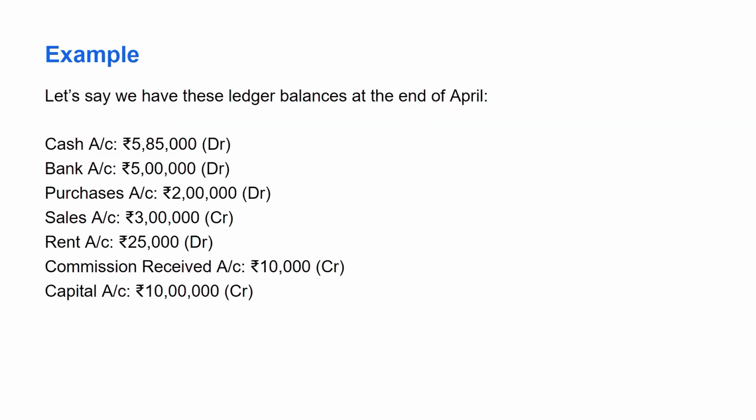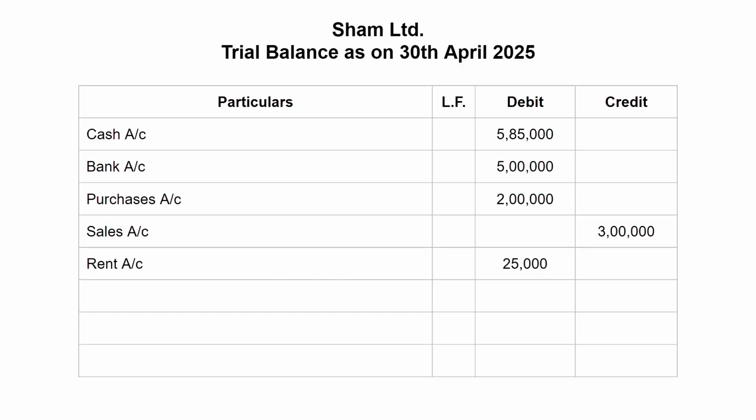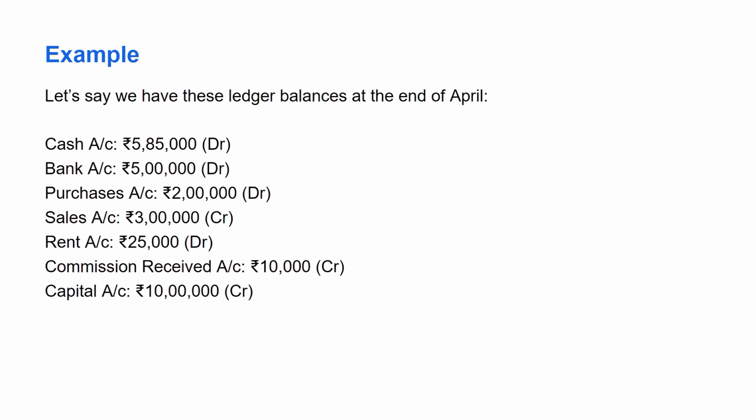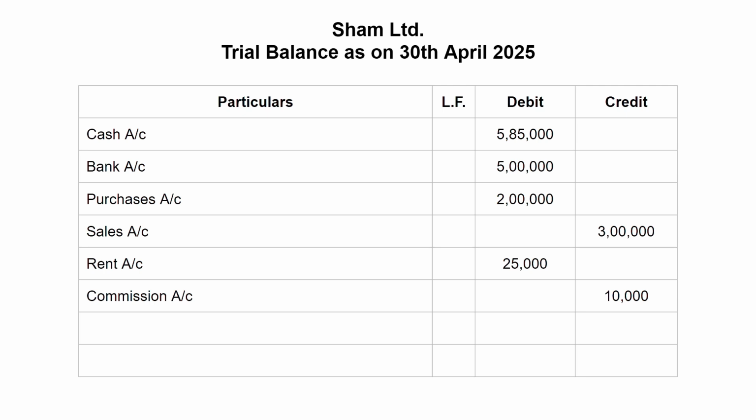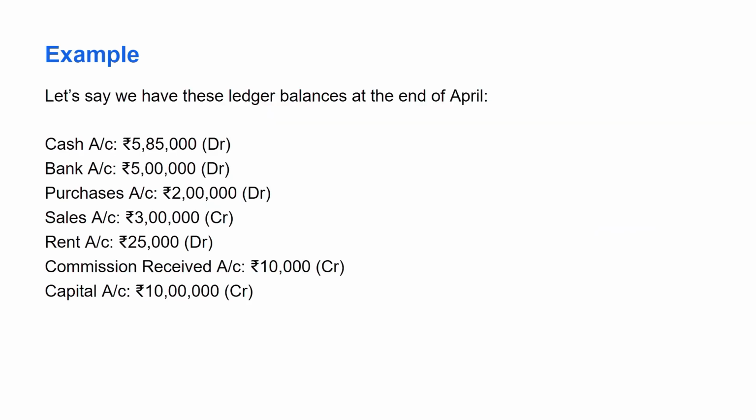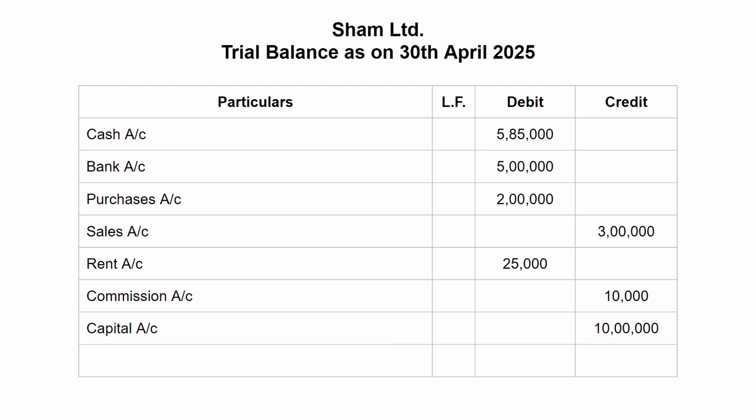Next, rent account 25,000 debit balance. So we record it as rent account 25,000 on the debit side. Next, commission account 10,000 rupees credit balance. So we record it as commission account 10,000 rupees on the credit side. Capital account 10 lakh rupees credit balance. So we record it as capital account credit side 10 lakh rupees.